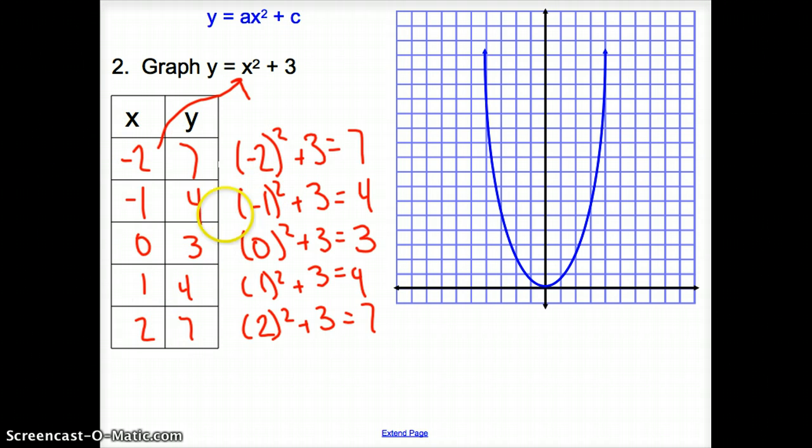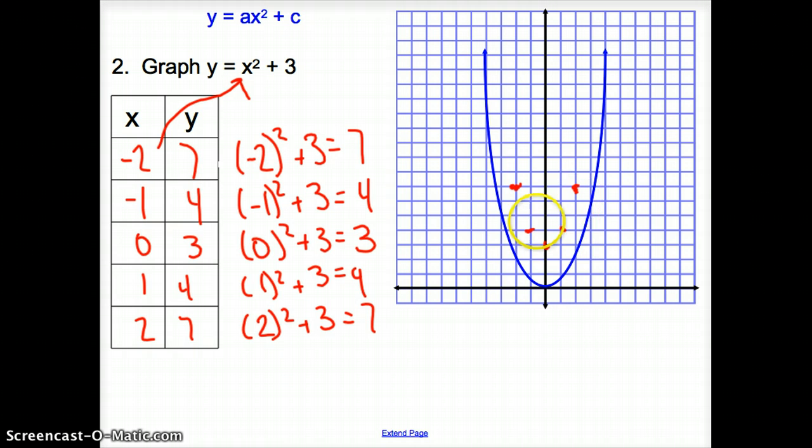Now let's see if we can graph this table. So my coordinate point, negative 2, 7. I'm going to go over negative 2, up 1, 2, 3, 4, 5, 6, 7, and put a point right on that coordinate. Then I'm going to go over negative 1, up 1, 2, 3, 4, put a point, 0, 0. Then I'm going to go to positive 1 on the x, up 4, and then over 2, up 1, 2, 3, 4, 5, 6, and 7, put a point.